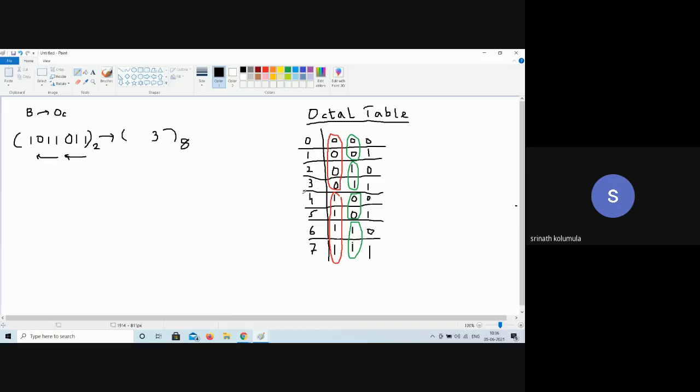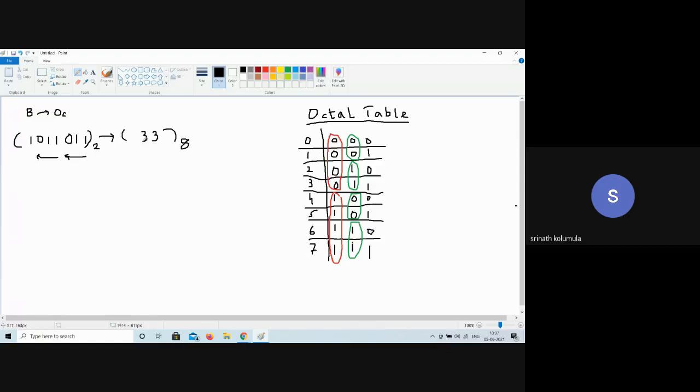People, how did you get 6? You took the first 3 bits, 0 1 1, and that combination corresponds with 3. The next group is also 0 1 1, so it is again 3.